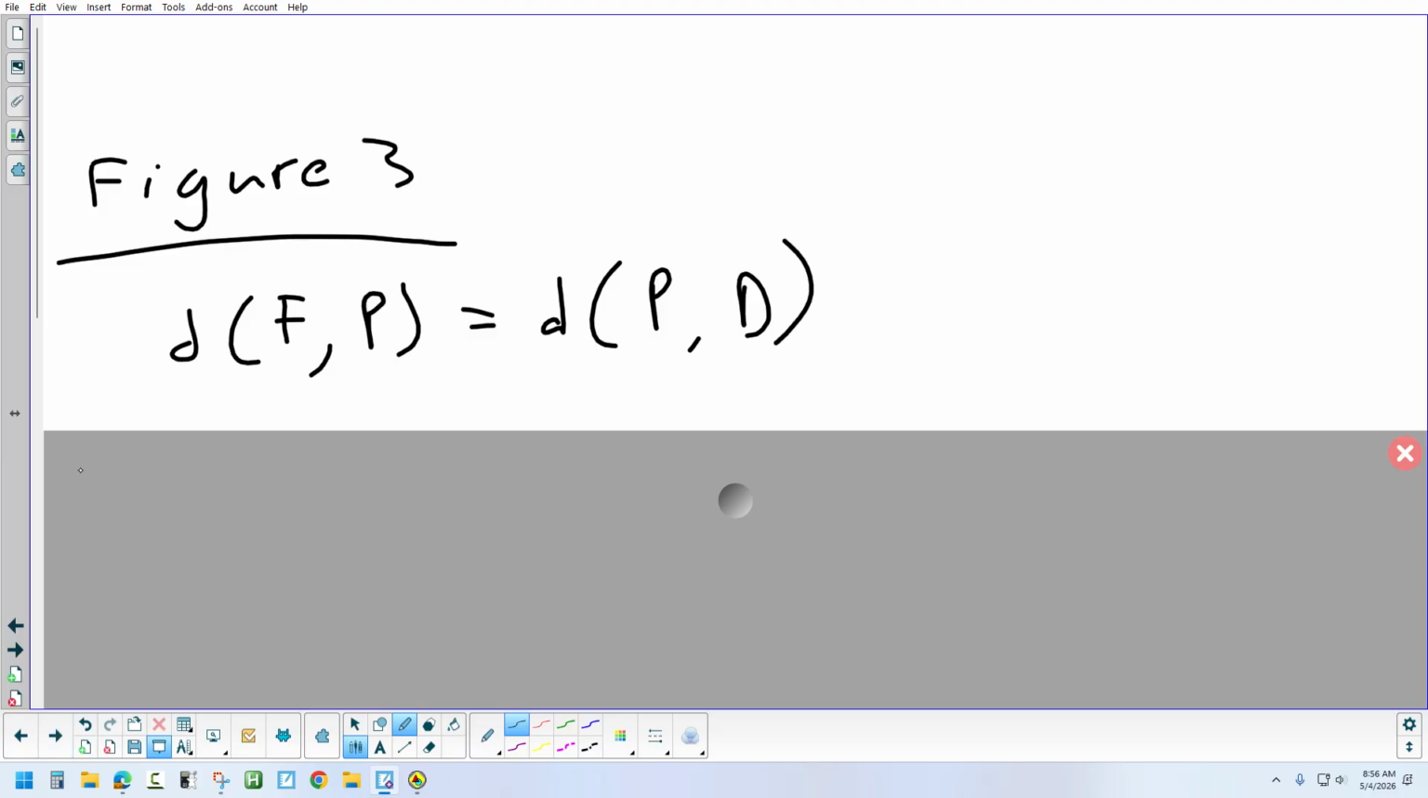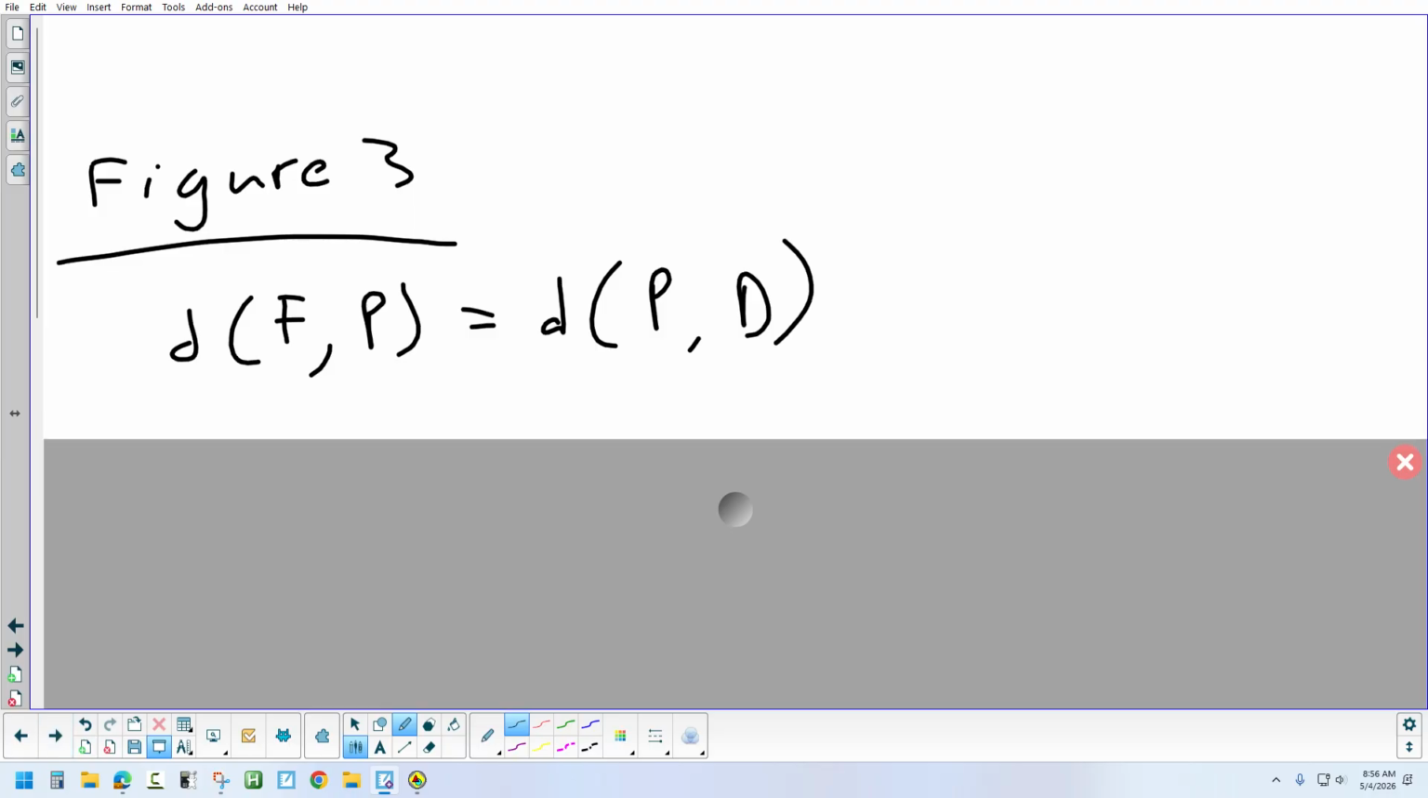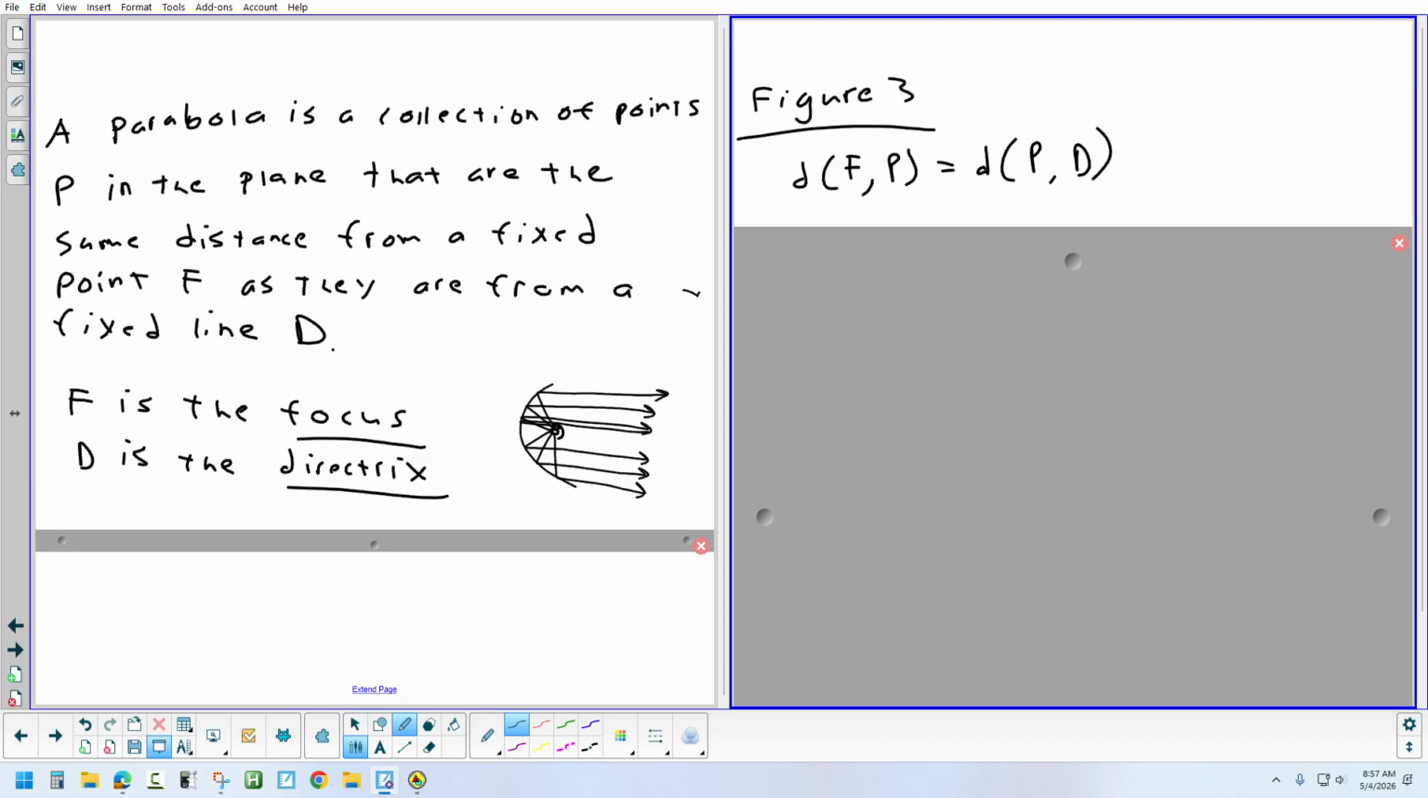All right, so this is basically describing the definition of a parabola, but it's just shortening that whole long sentence into an equation. D stands for distance. So let me put that up at the same time as the definition. If you measure the distance from the focus to any point, and then you measure the distance from the directrix to any point, those two distances will always come out the same.